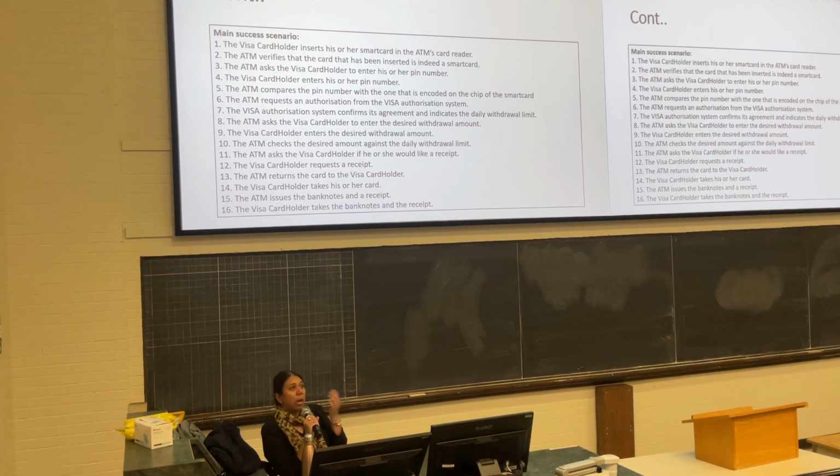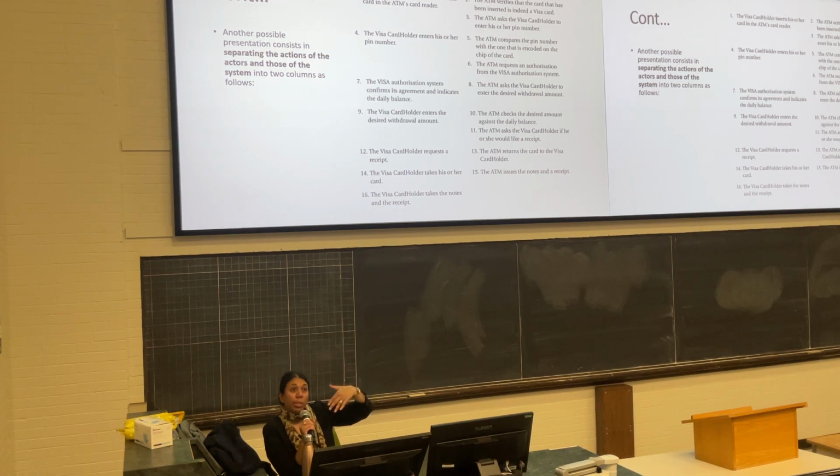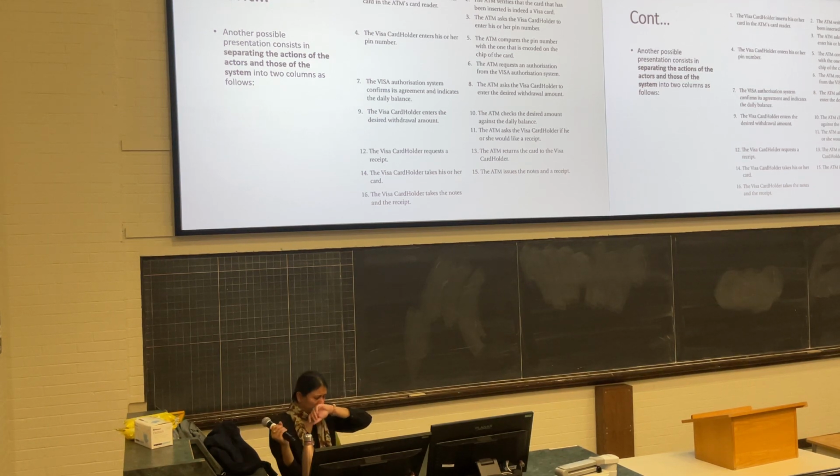So this is a scenario where, when you are withdrawing money, everything goes according to plan. I'm guessing you've withdrawn money at some point in your life. So this is sort of the perfect scenario. Another way of representing it is classifying it according to the stakeholders. One of the columns is just the cardholder, and the next column is the ATM. So you can also break it into these two columns.